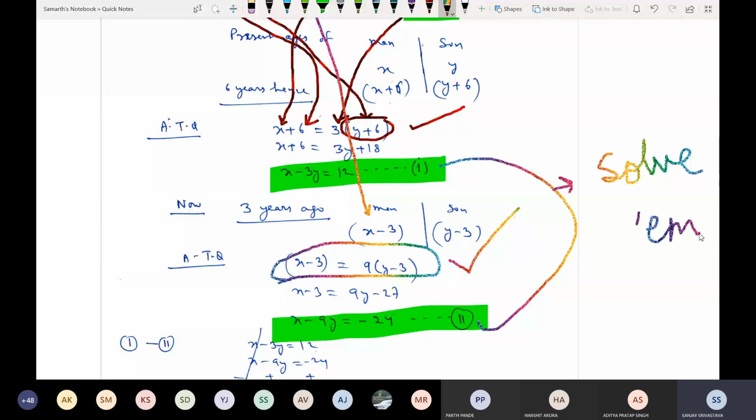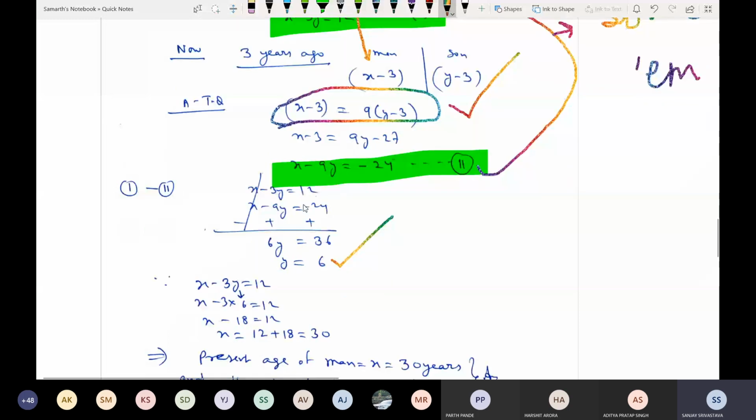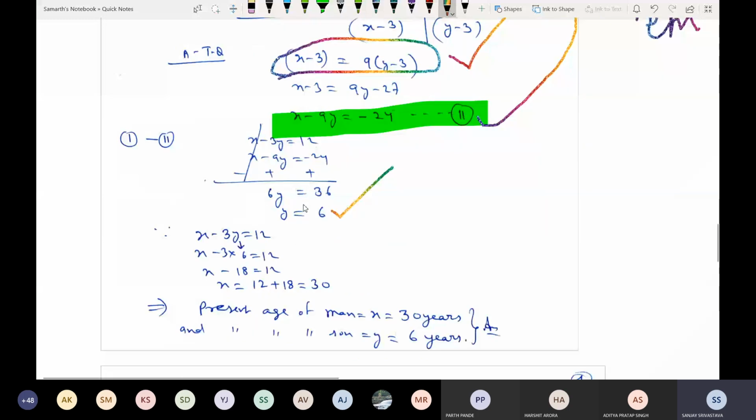When you do it, x and x will be cancelled and you will get 6y is equal to 36, or y is equal to 6. That means we have got the age of the son as 6 years. On substituting this value of y in equation number 1, x minus 3y is equal to 12, we get x is equal to 30 years. That means we have got the age of the father. So the present age of the man is 30 years and the present age of the son is 6 years. Have you all understood?